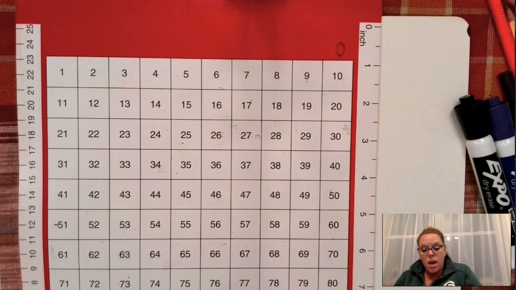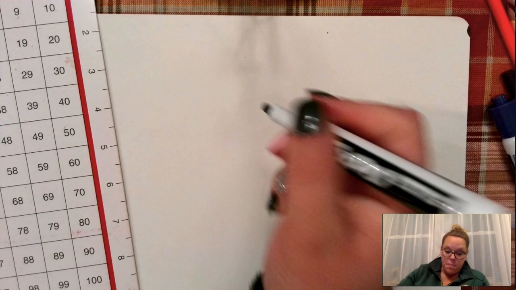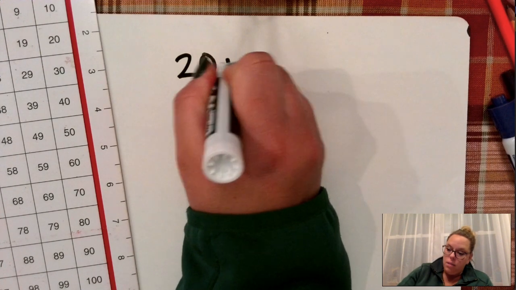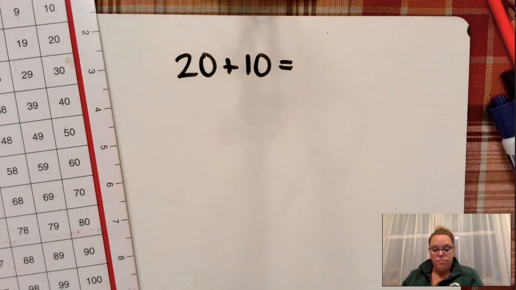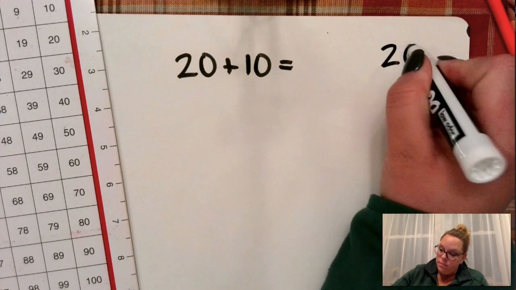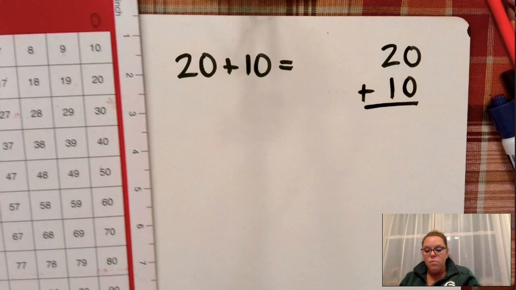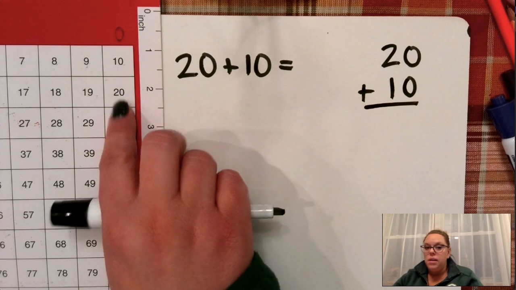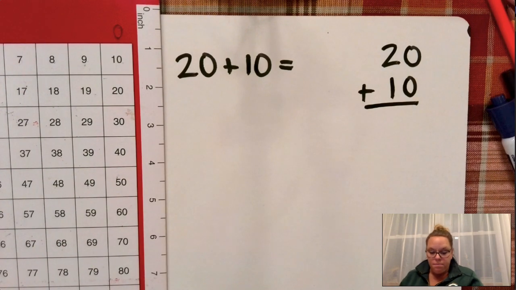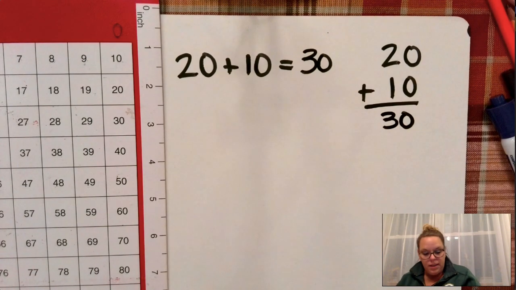Okay, so if I want to say 20 and 10 more, or 10 more than 20, here's how I can write it. I can write it like this, 20 plus 10. I can also write it like this. That means the exact same thing. Okay, 20 and 10 more is equal to what? It's equal to 30, isn't it?